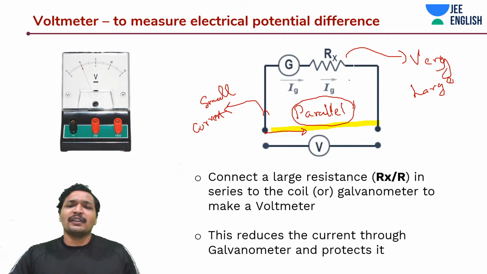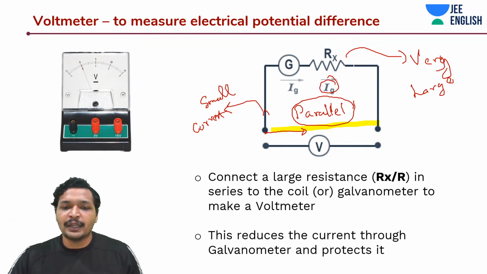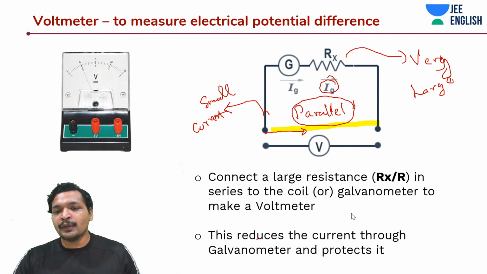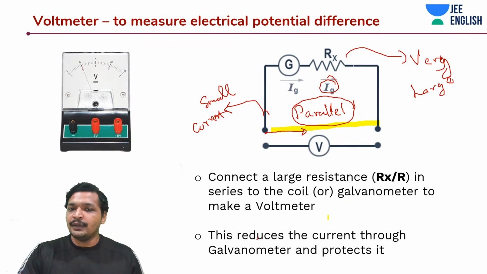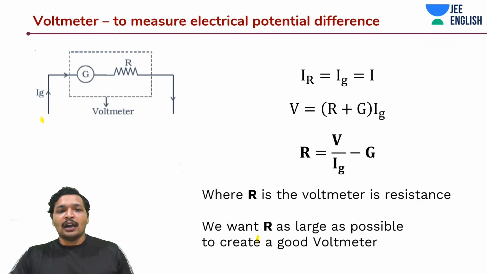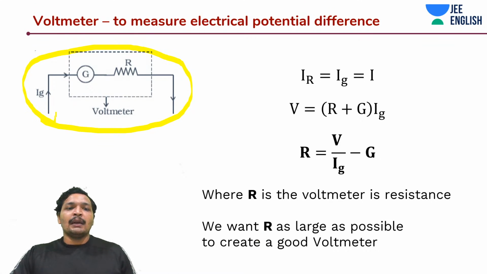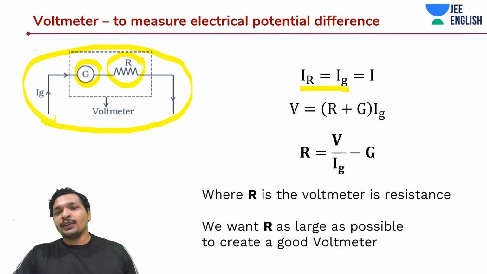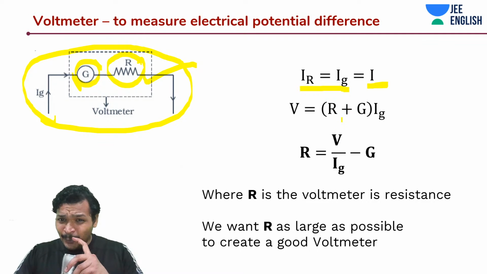That is what a voltmeter is. Very simple. A small Ig will flow, and using that you will be calibrating it for voltmeter. So if you are placing large resistance, you are also protecting the galvanometer because much current can't flow through it. And the equation is going to be rather simple. This is how you would think about a voltmeter: a galvanometer or a coil with a large resistance. The same current is going to flow through R and G, so Ig is equal to IR is equal to I, and both are in series.